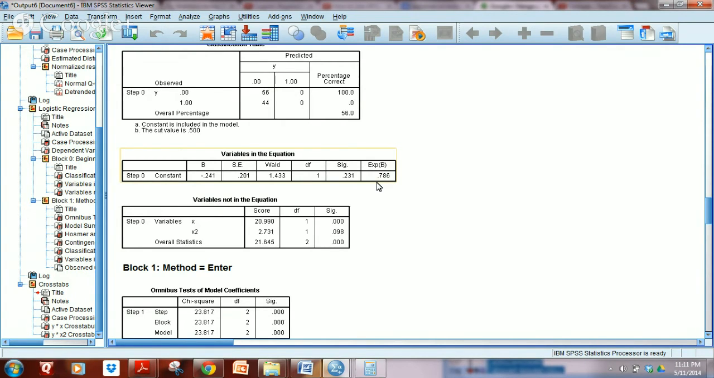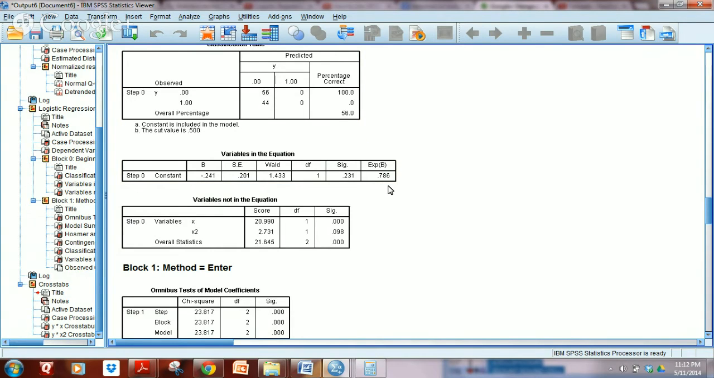So the Wald statistic is a significance value, and it tells us basically whether or not we want to reject the null in this case. So if the significance value is greater than 0.05, that means that we're failing to reject the null, that there's a statistically significant difference between these scores.